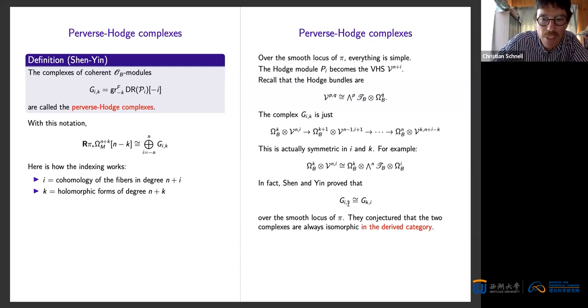This is, again, some kind of symmetry that sort of swaps holomorphic and topological stuff, right? Because we said I is cohomology degree and K is a holomorphic degree. So if I can swap I and K and get the same object, it says that there's some symmetry between holomorphic and topological stuff. So this is also something that we'll want to explain, this kind of symmetry in these complexes.